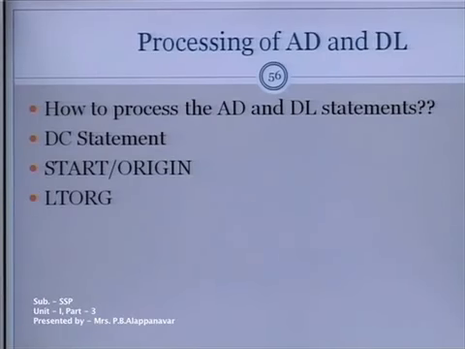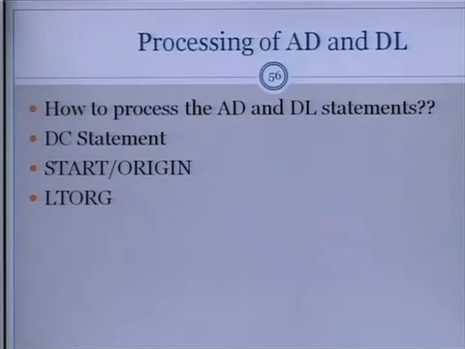So in that variant 1 form, we are going to address certain issues, that is, how do I process all the assembler directives and declaration statements that occur in my program? What do I do with the DC statement, which is a part of the declaration statement? What do we do when we encounter START and ORIGIN?